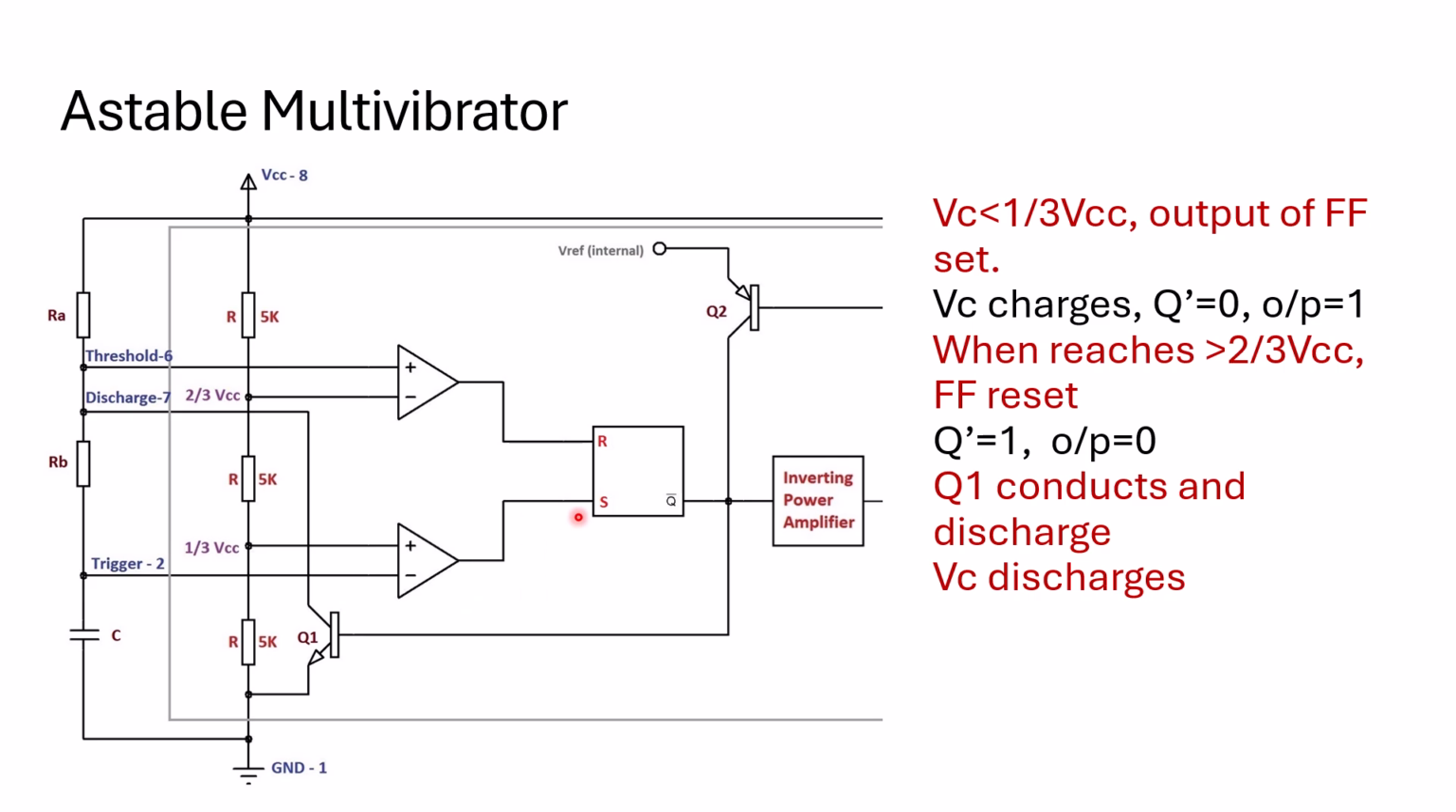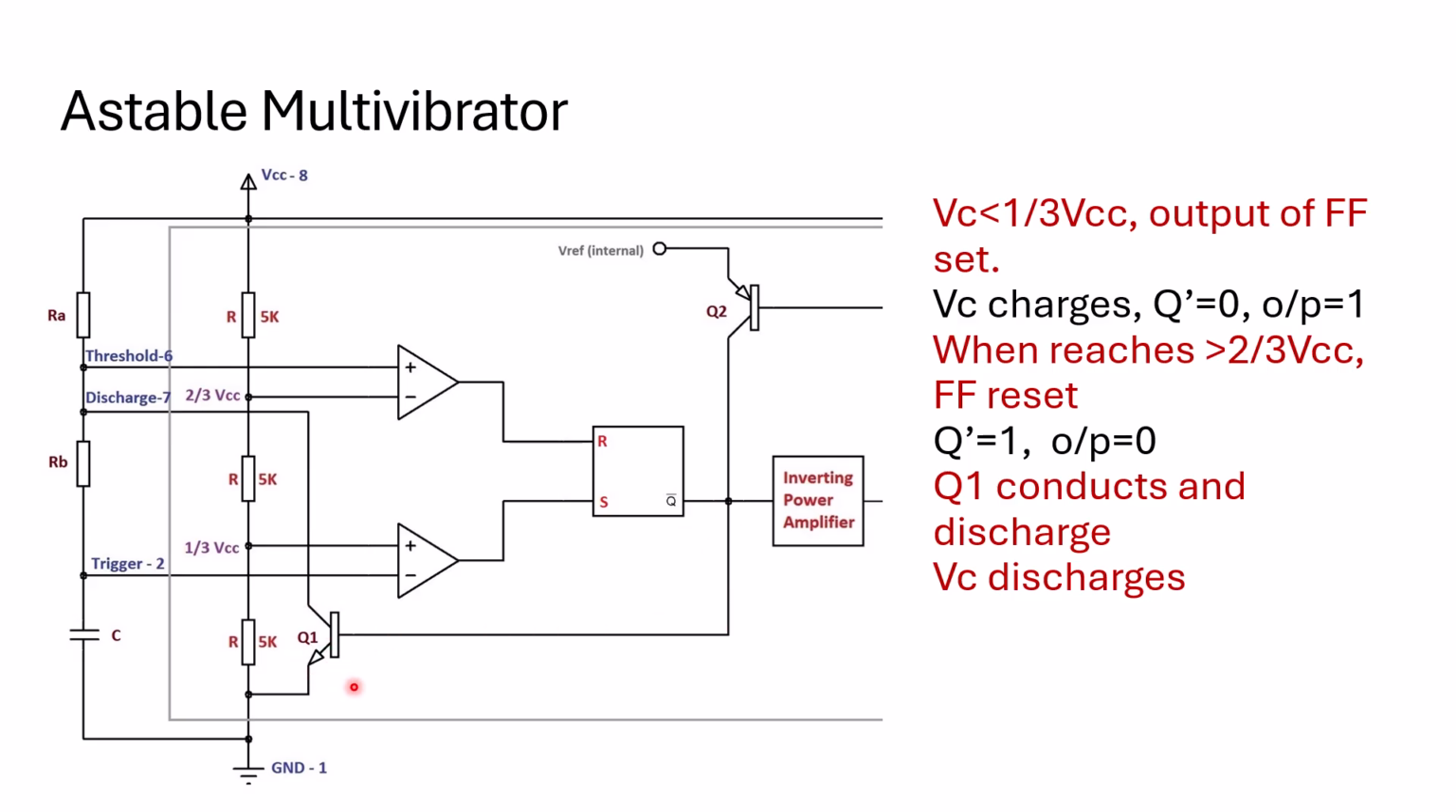When that 1 is fed to the set pin, your output will be set to 1 and your output complement will be set to 0. So when this is set to 0, you can see that your output complement is 0, so that is fed to the inverting power amplifier. Here your output will become 1. Here it is 0, so that 0 is fed here.